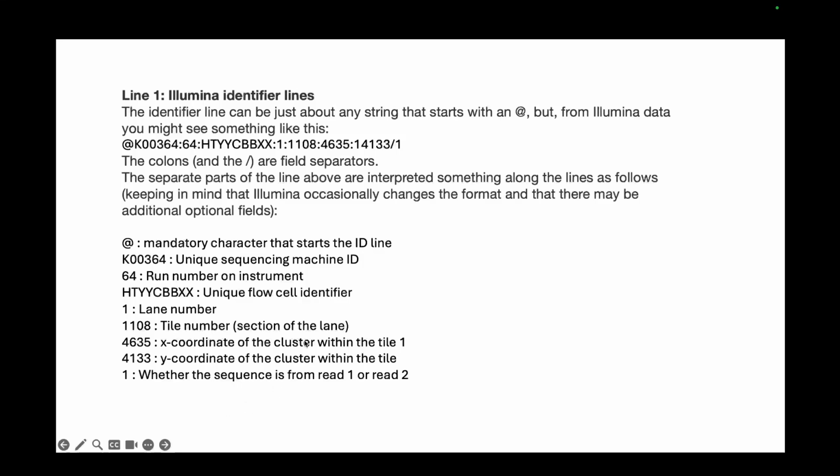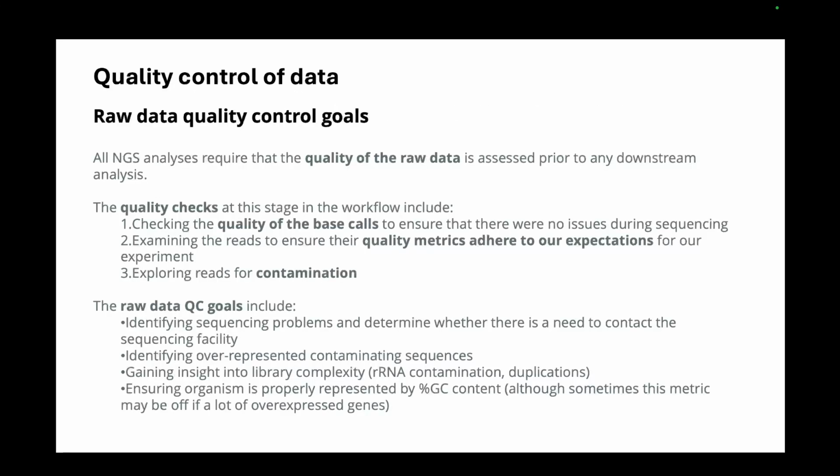Then you have a lane number, tile number, the x coordinate of the cluster within the tile, the y coordinate of the cluster within the tile, and whether the sequence is from read 1 or read 2. All this information you have inside the FASTQ file. Now we have seen how the data is getting generated.